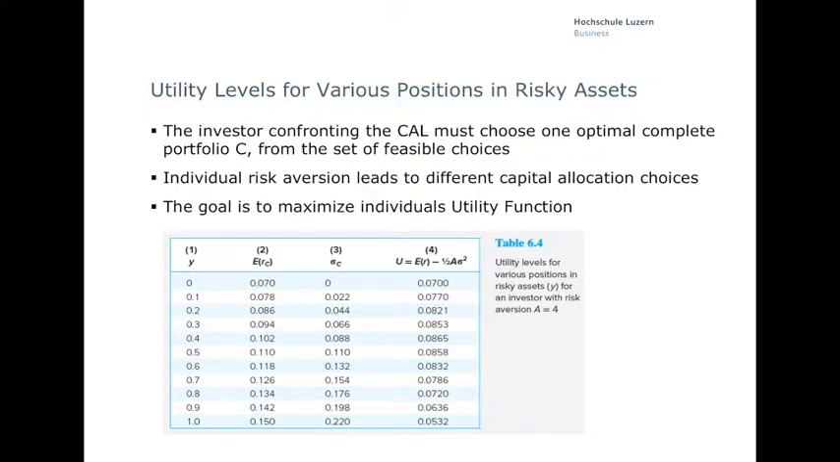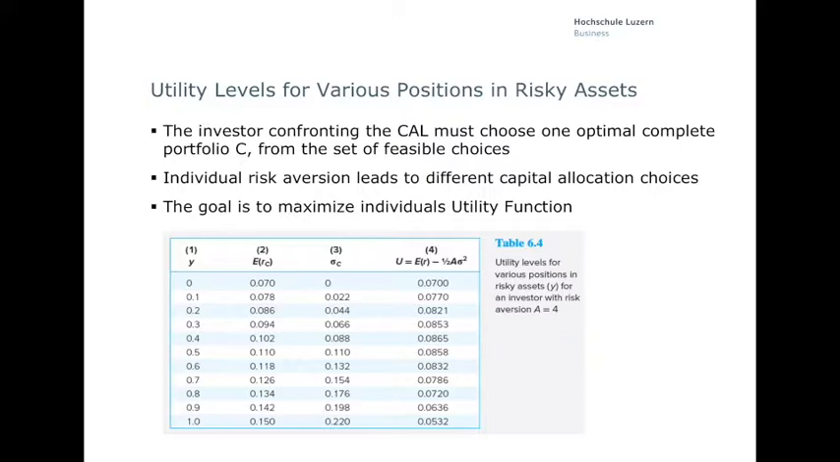Utility levels for various positions in risky assets. We have shown how to find the capital allocation line, the graph of all feasible risk-return combinations available for capital allocation. The investor confronting the capital allocation line now must choose one optimal complete portfolio C from the set of feasible choices. This choice entails a trade-off between risk and return. Individual differences in risk aversion lead to different capital allocation choices.